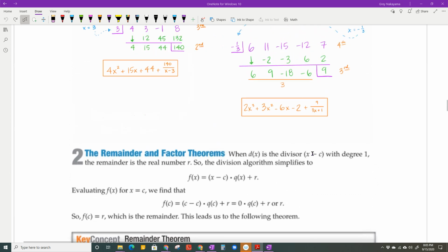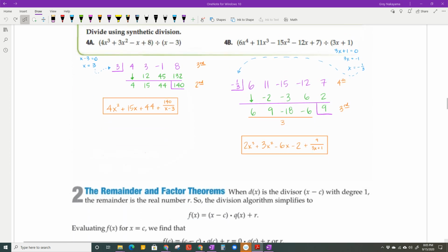To put that in less abstract terms, take example 4a, where I create the polynomial 4x cubed plus 3x squared minus x plus 8. That's supposed to say an 8, not a 5. If I take that polynomial and divide it by this, which is what we did right here, then the remainder is equal to the value of the polynomial, f of c, or f of 3 in this case.